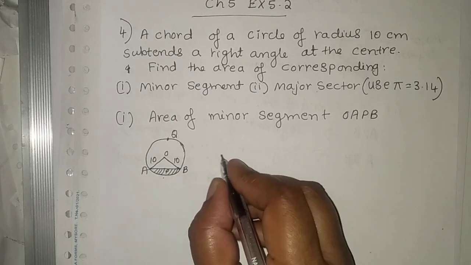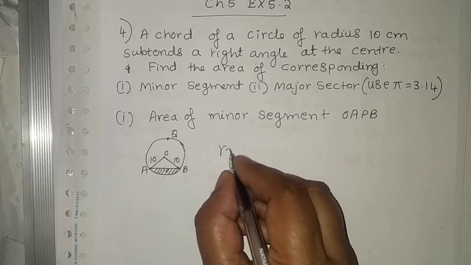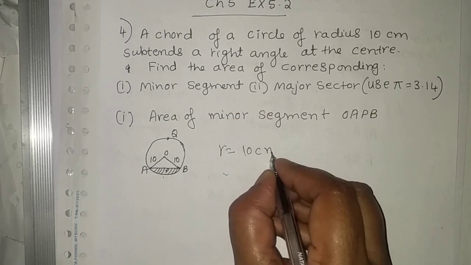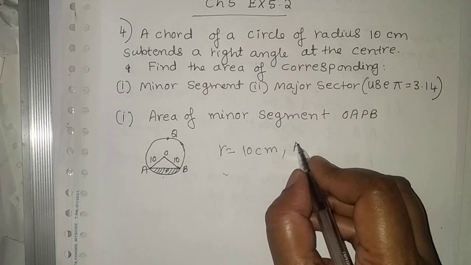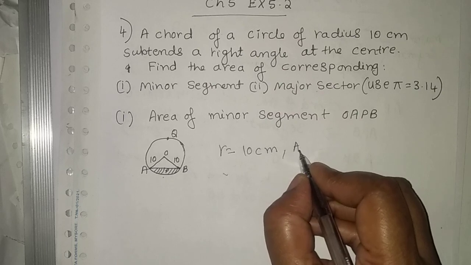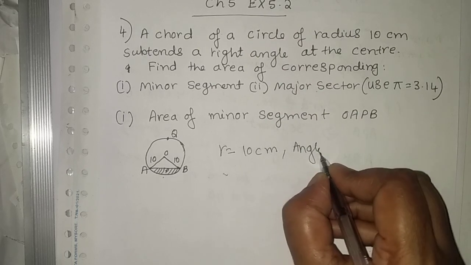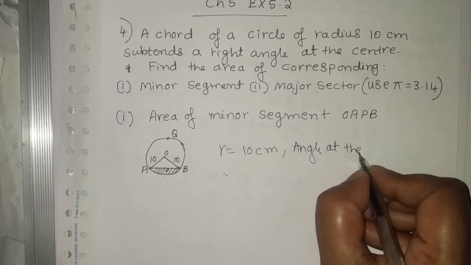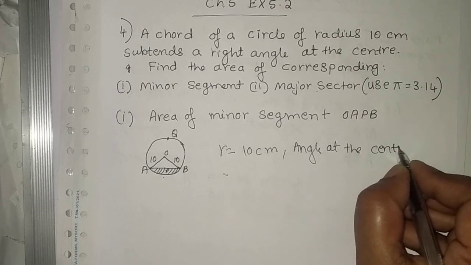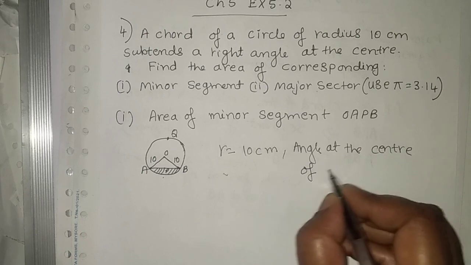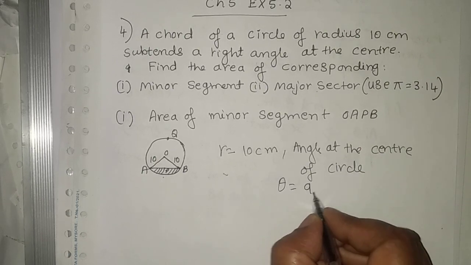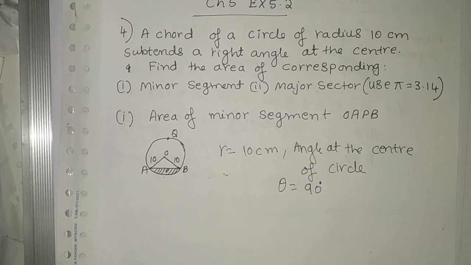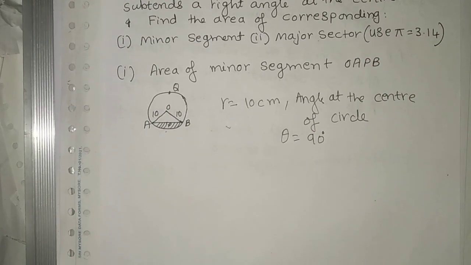So we'll start the problem. What are the details given? Data given. Radius is given as 10 centimeters. Angle at the center of the circle is theta, which is equal to 90 degrees. Since it is a right angle, it is 90 degrees.